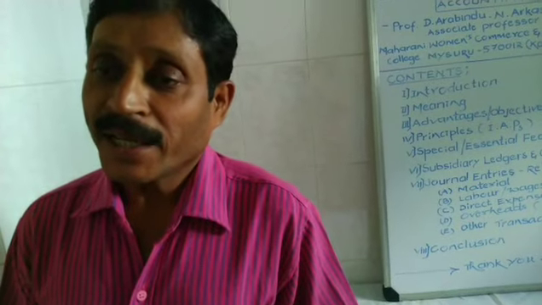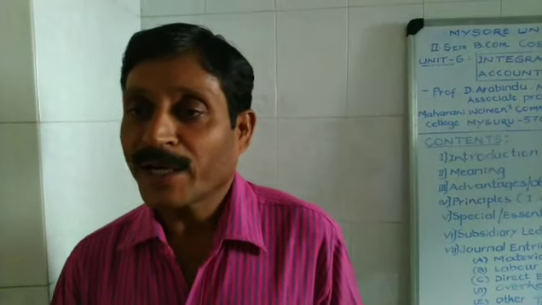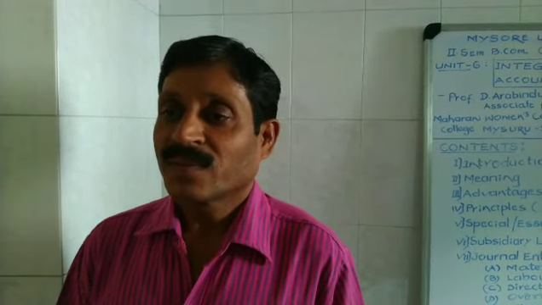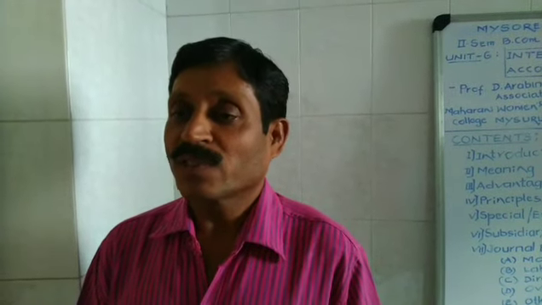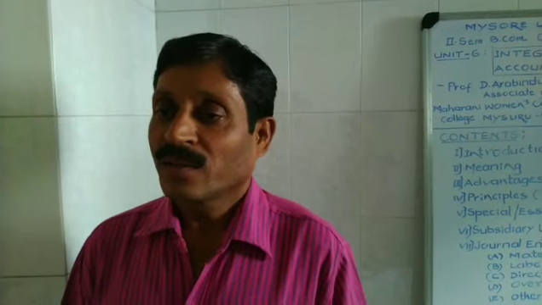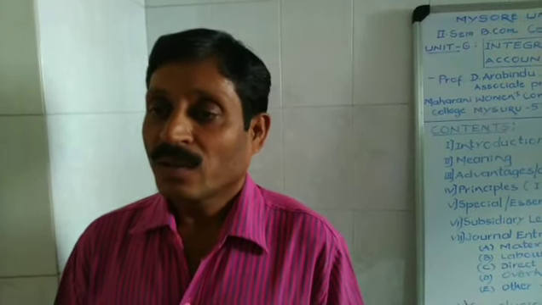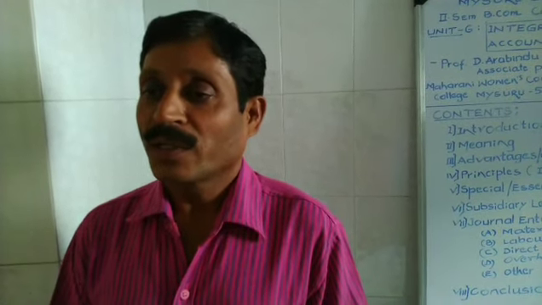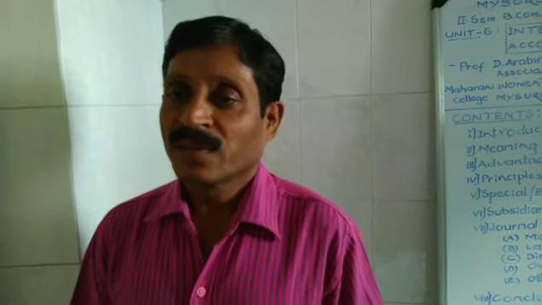The journal entry relating to indirect wages allocated to production, administration, selling and distribution. We can pass factory overhead control account debited or office overhead control account debited or selling and distribution overhead control account debited to wages control account.